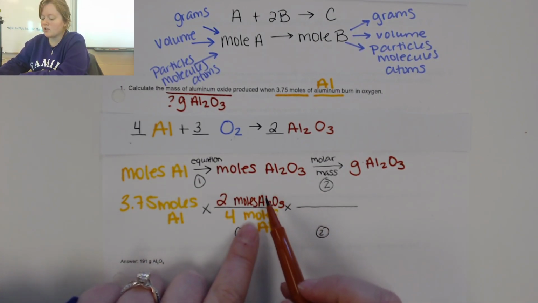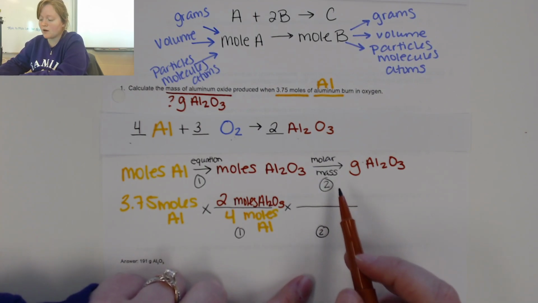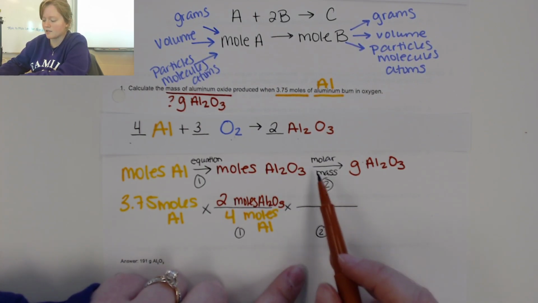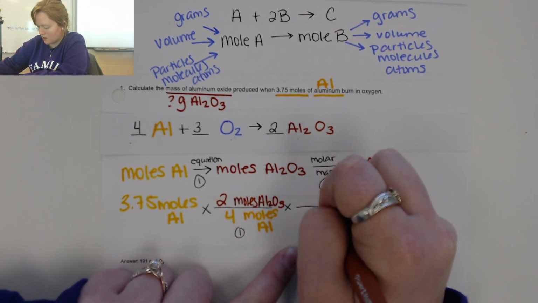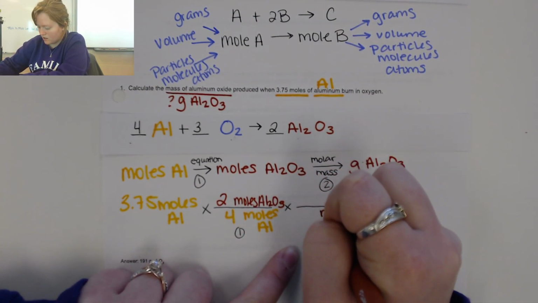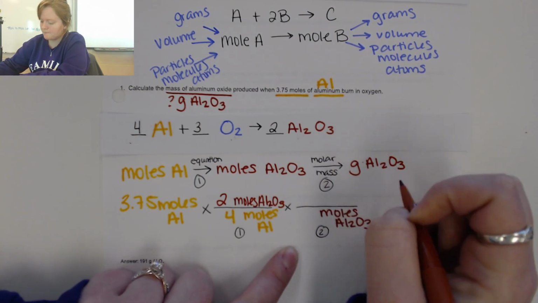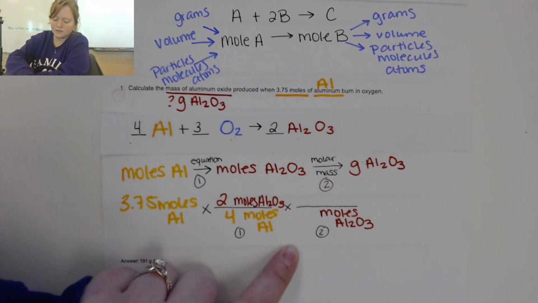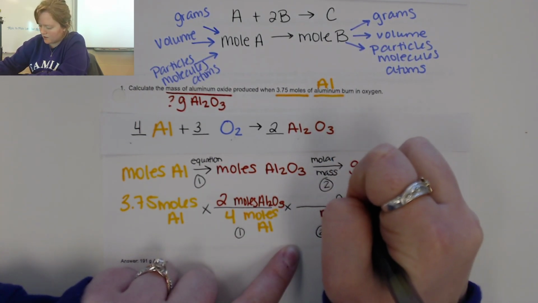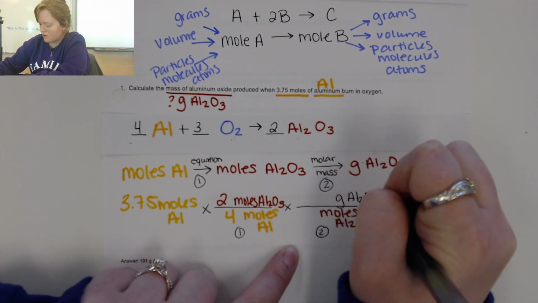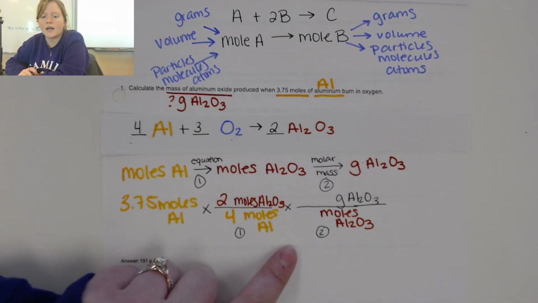Okay, so next step, we're going into the part where we need to convert our moles of aluminum oxide to a mass in grams. So this unit here, we're going to drop it down, moles of Al2O3, and then our last unit that we are looking for is going to be grams of Al2O3, or that aluminum oxide.